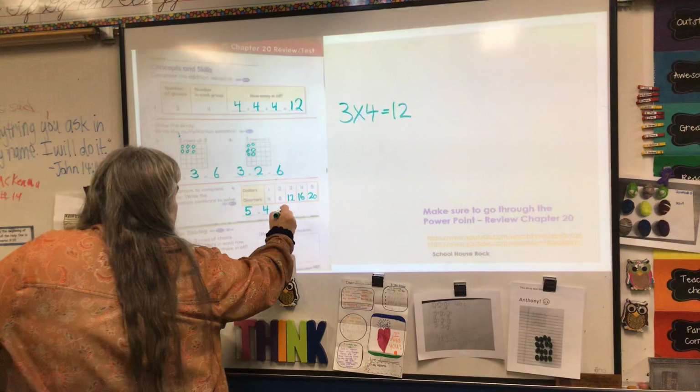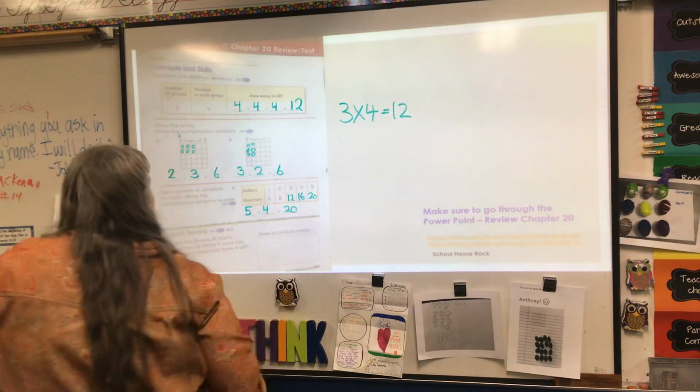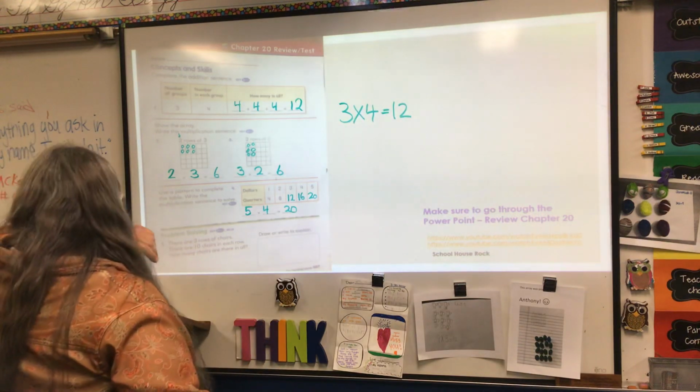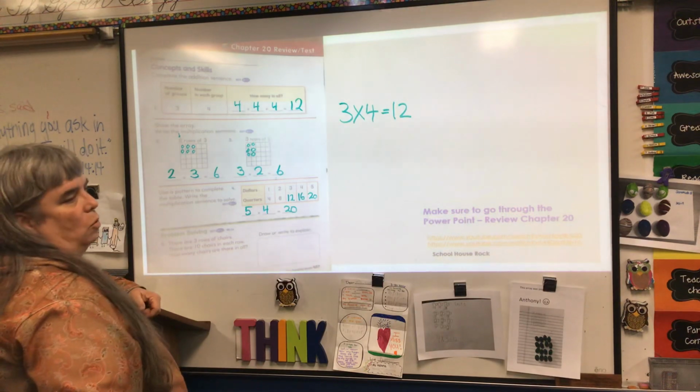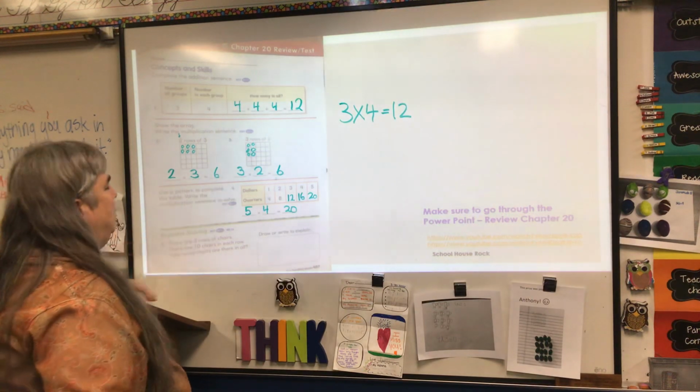And the product is 20. And we got the 4 because there's 4 quarters in every dollar. Right.